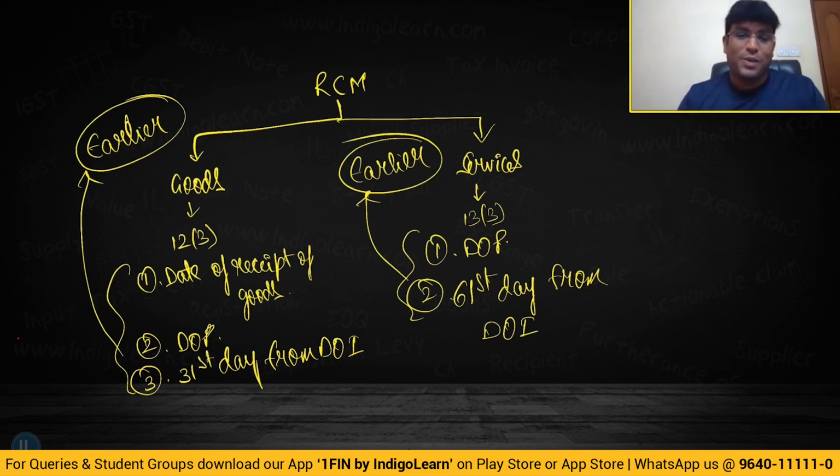They want it as soon as possible. That's where they told whichever is earlier. Are we clear, my dear friends? Done. So for goods, what is the answer, sir? Date of receipt of goods, date of payment, 31st day from date of invoice, whichever is earlier. And for services, date of payment, 61st day from date of invoice, whichever is earlier.